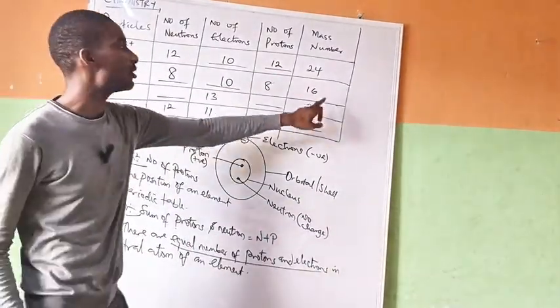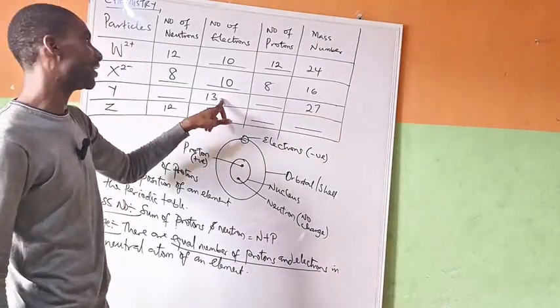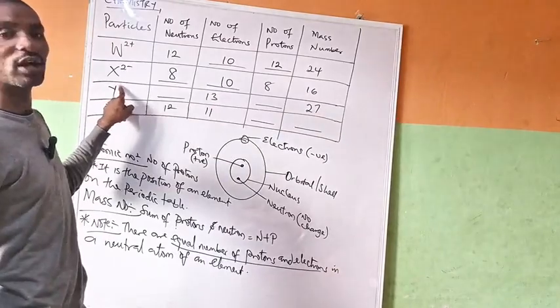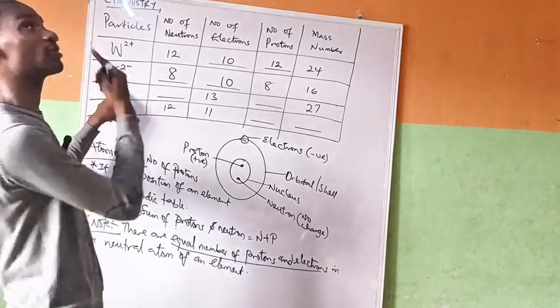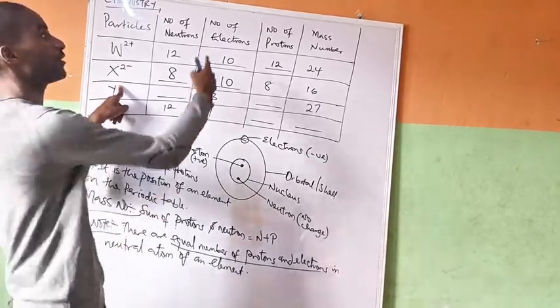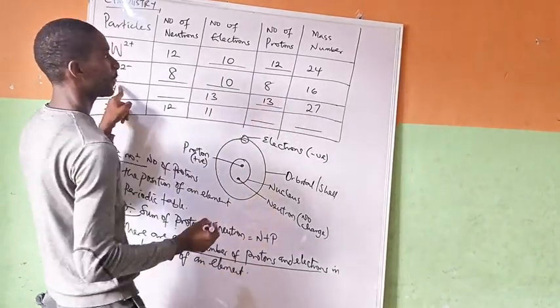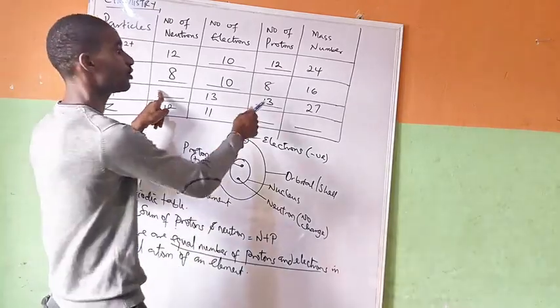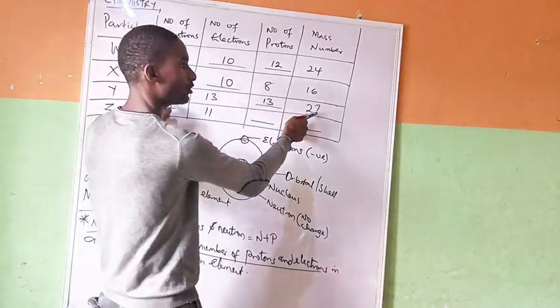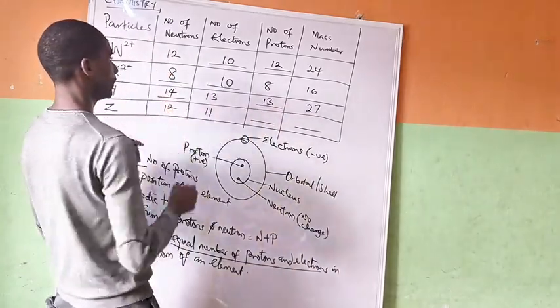Here, the mass number is 27. And then we have the number of electrons. Because this is a neutral atom, there are equal numbers of protons and electrons here. So if we have 13 electrons, there will definitely be 13 protons here. And then to get the number of neutrons, just remove the number of protons from the mass number. So 13 from 27 will give you 14 here.